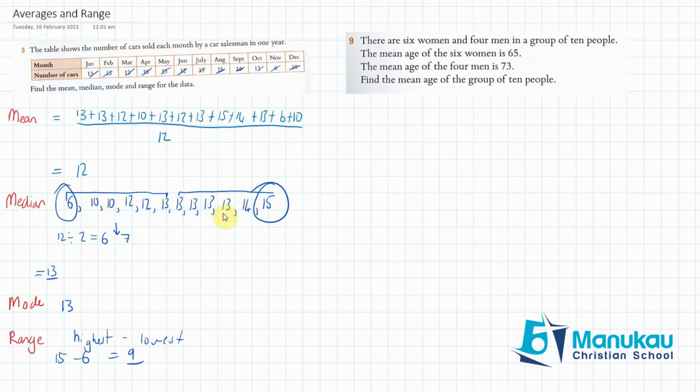So that's the basics. Then on the second page, you've got a few more tricky ones. Let's have a look at this problem here. We have 6 women and 4 men, and there's 10 people altogether. The mean age of the 6 women is 65. The mean age of the 4 men is 73, and we need to find the mean age of the group of 10 people. Okay, key idea here.